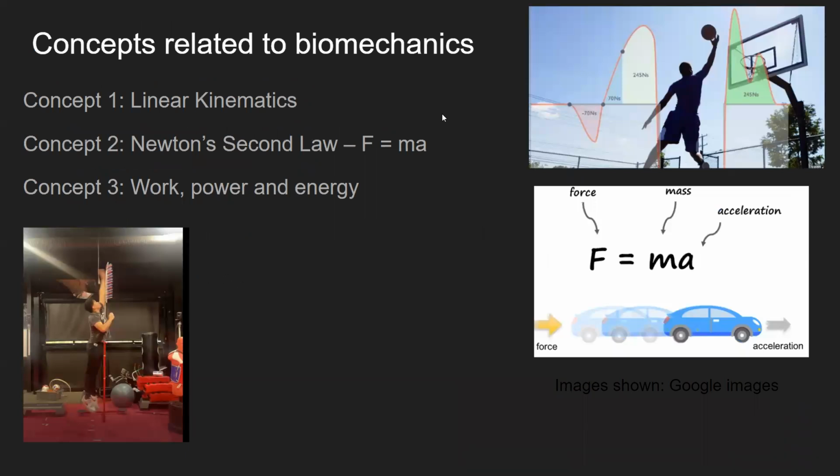Now the concepts related to biomechanics. The first concept is linear kinematics. Linear kinematics is related to jumping because it can help us understand the motion of the body during a jump, such as the height and distance of the jump, as you can see here. We can further analyze the speed, acceleration, and displacement of the body. This information can be used to calculate the height and distance of the jump, and can also help us optimize jump technique, which can lead to better performance.